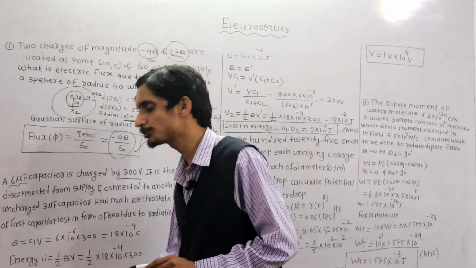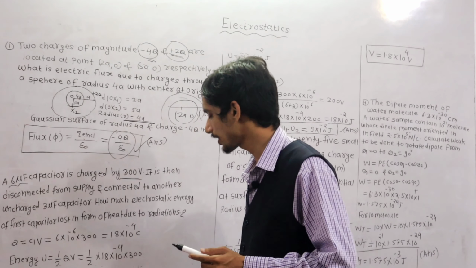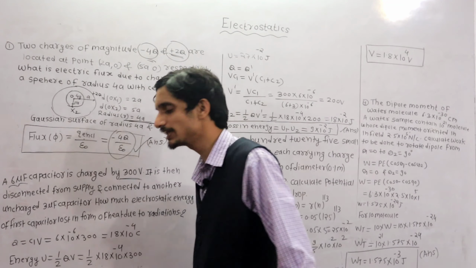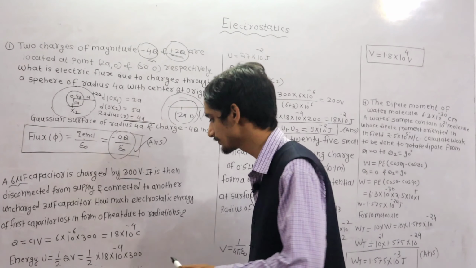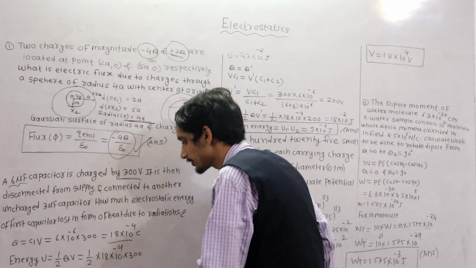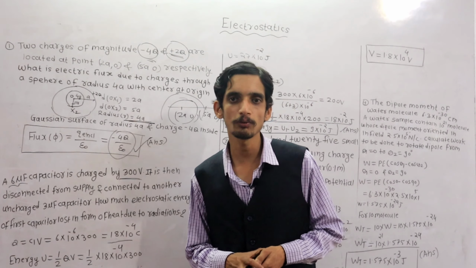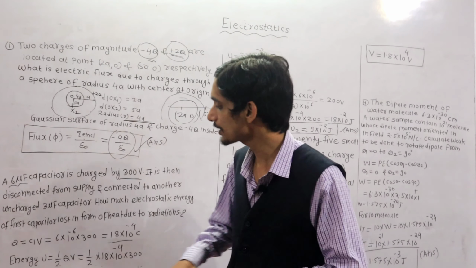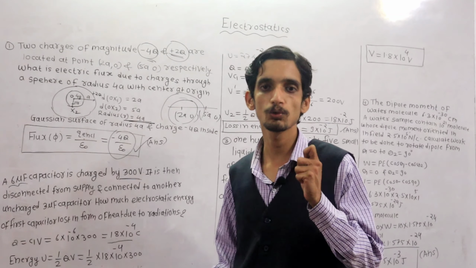It is C1 times V, because Q is equal to CV. What is the value of C1? 6 into 10 raised to minus 6, into V which is 300. So the answer is 18 into 10 raised to minus 4 coulombs. So the charge developed on the capacitor is 18 into 10 raised to minus 4 coulombs.